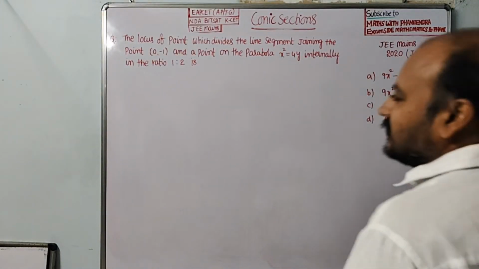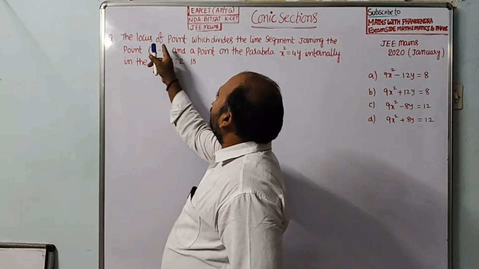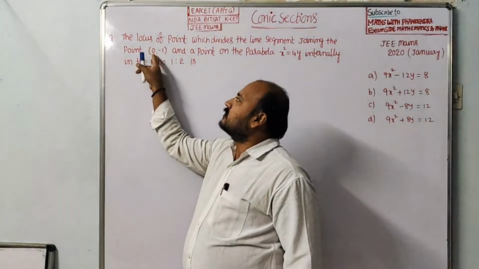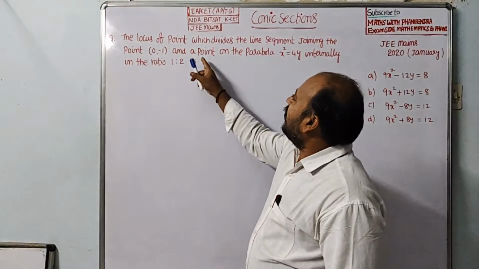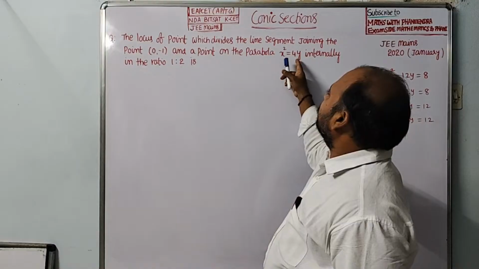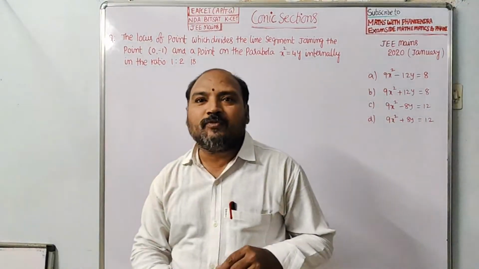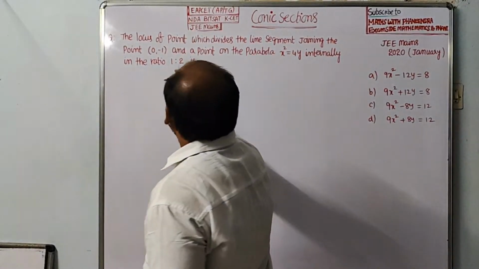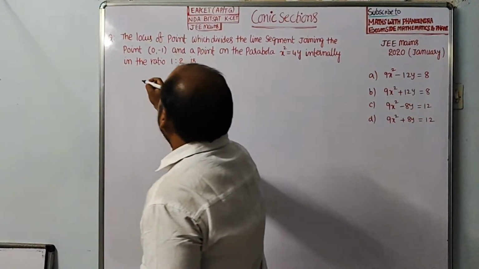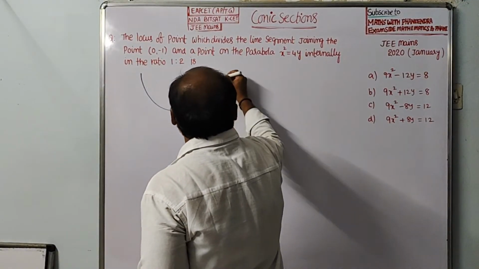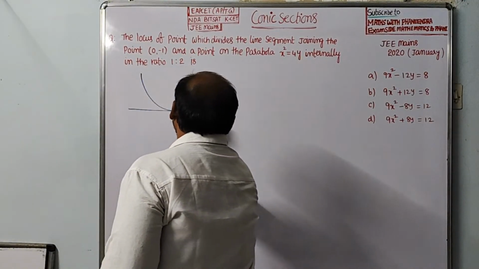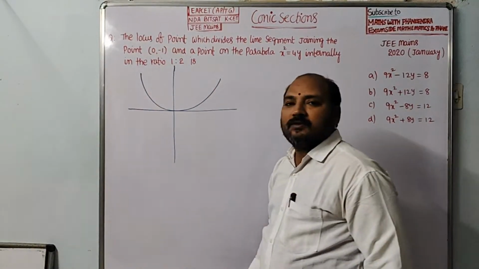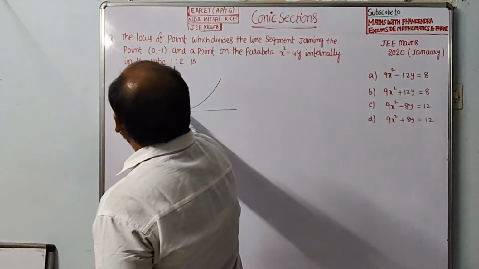Okay, dear students, let us have a discussion on the question. The locus of the point which divides the line segment joining the point (0, -1) and a point on the parabola x square equal to 4y internally in the ratio 1:2. So how is the figure going to be drawn? X square equal to 4y means the figure will be like this. Dear students, this is the x square equal to 4y figure.